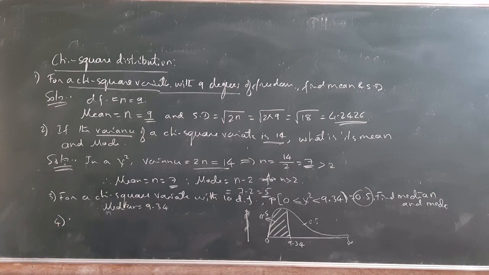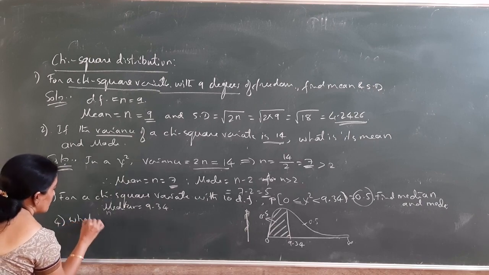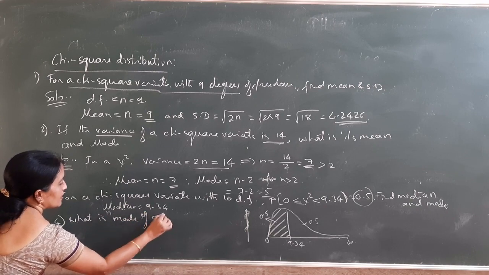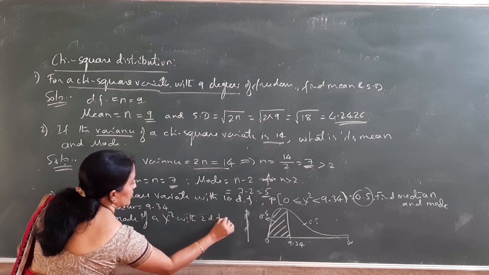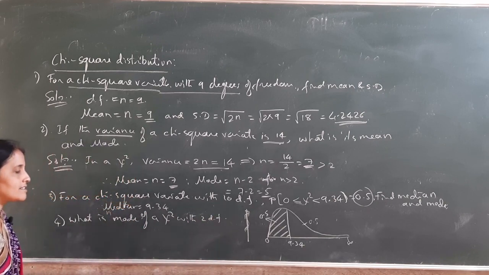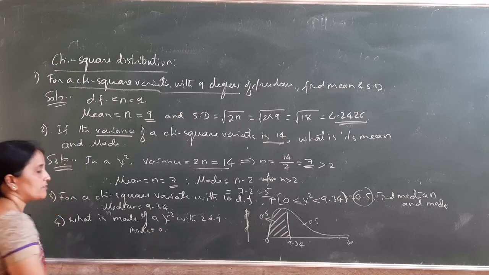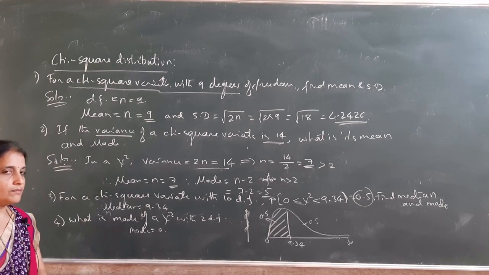The question is, in a chi-square distribution with 2 degrees of freedom, what is the value of the mode? Or, what is the mode of a chi-square distribution with 2 degrees of freedom? It is a 1 mark question. What is the answer? The mode is equal to 0, because if n is less than or equal to 2, the mode is 0.